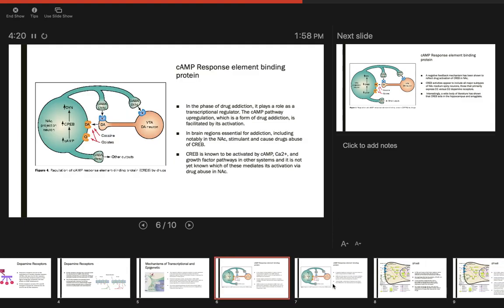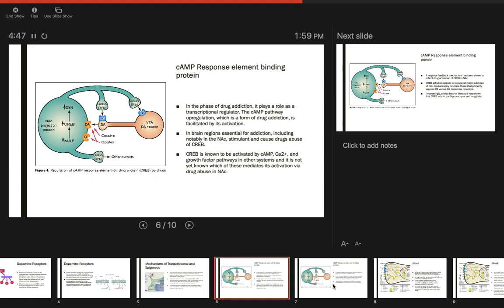cAMP response element binding protein. In the phase of drug addiction, it plays a role as a transcriptional regulator. The cAMP pathway upregulation, which is a form of drug addiction, is facilitated by its activation in brain regions essential for addiction, including notably the NAc. Stimulants and drugs of abuse activate CREB.